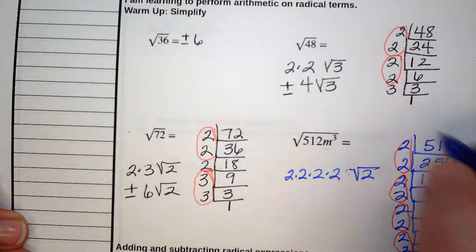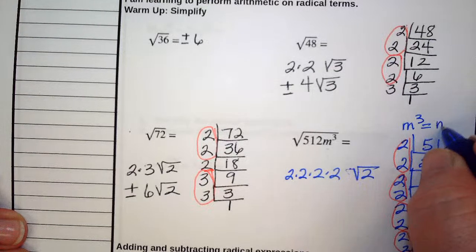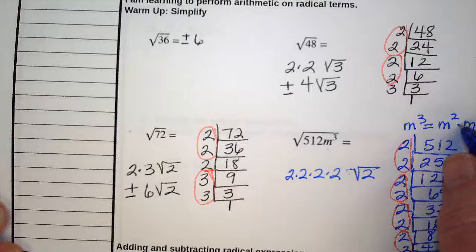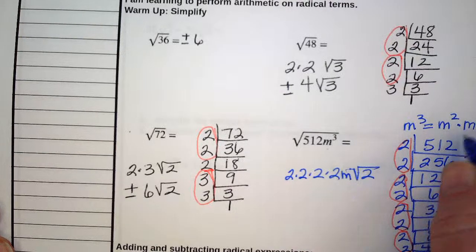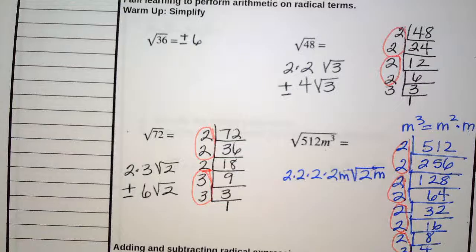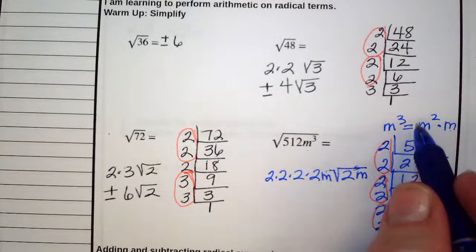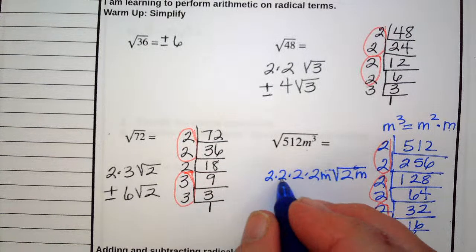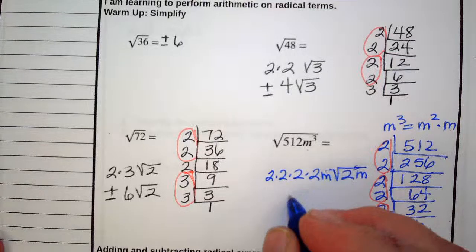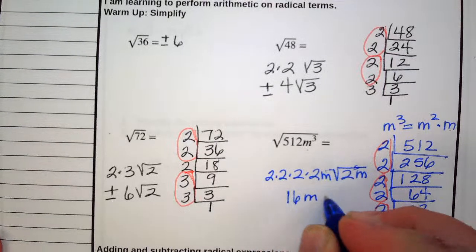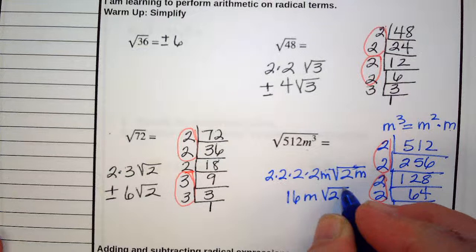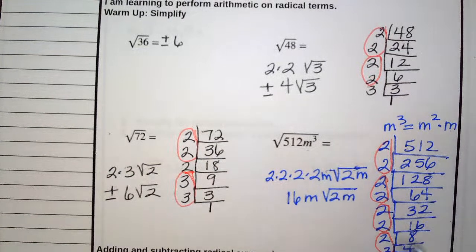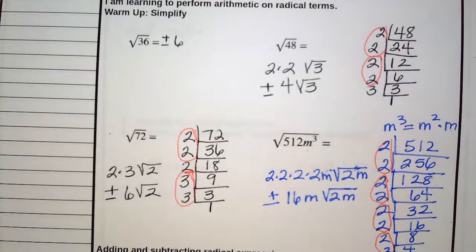But what about m to the third? That's equal to m squared times m. Well, with m squared means I can bring one m out, and this one will stay underneath. 2 times 2 times 2 times 2. 2 times 2 is 4, 2 times 2 is 4, 4 times 4 is 16. m square root 2m. Remember, we have a positive and a negative. We've always got the primary and the secondary. So, positive or negative 16m square root of 2m.